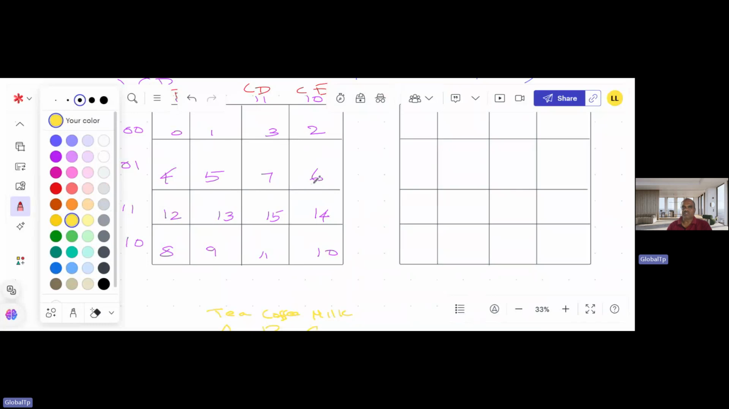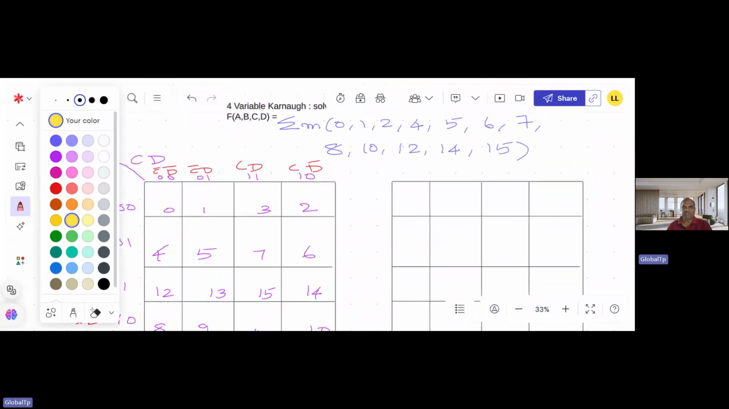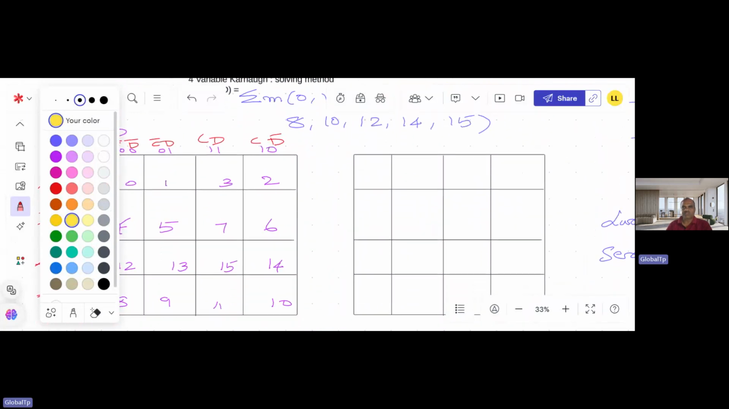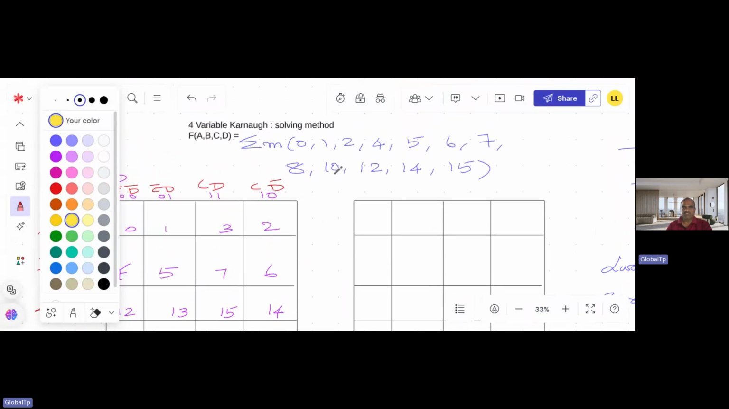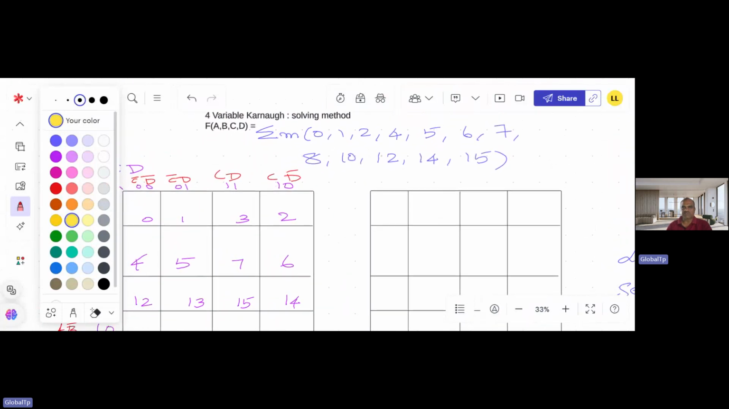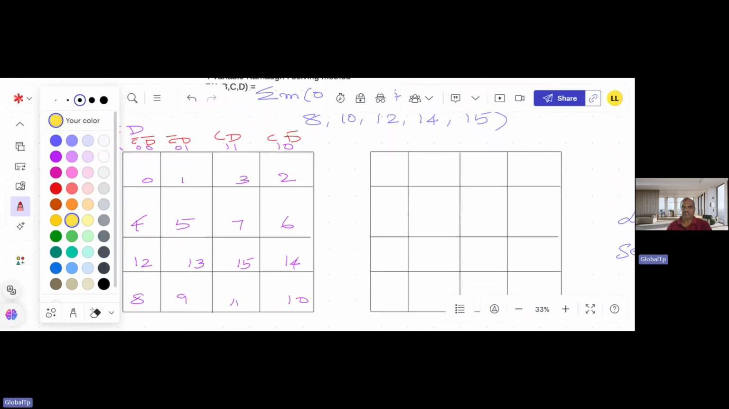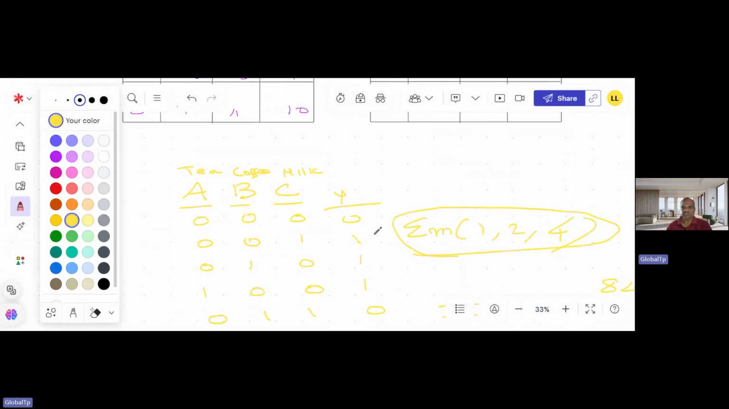After that, you come here, you will be able to understand whatever I am telling. So now, how to solve this Karnaugh map? Let us check. What are all the numbers available here? 0, 1, 2, 4, 5, 6, 7, 8, 10, 12, 14, 15. These are the numbers contributing certain outputs, so it is providing 1.